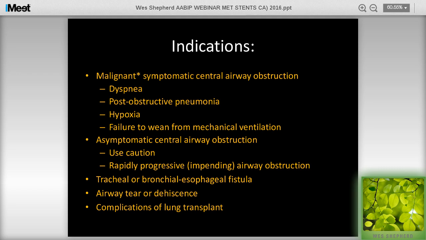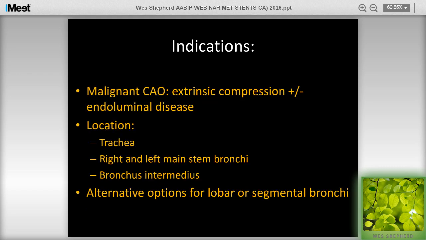Other typical metallic stent scenarios, of course, include malignant tracheobronchial fistula, and then some other non-malignant scenarios: airway tear, traumatic airway dehiscence, lung transplant complications. We're not going to talk about those tonight because those aren't directly malignant related.